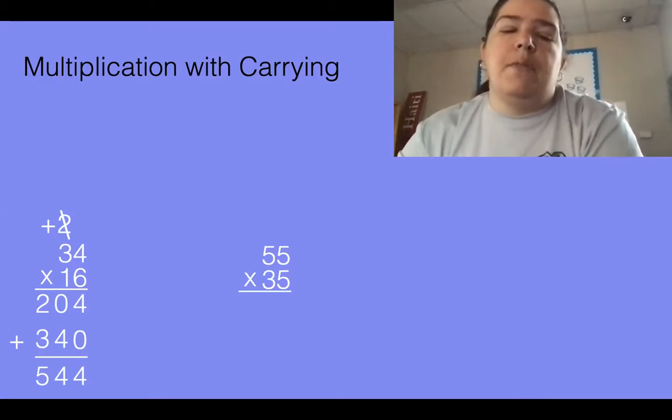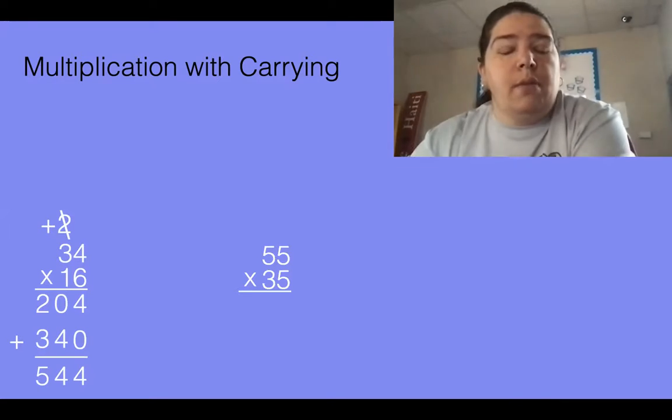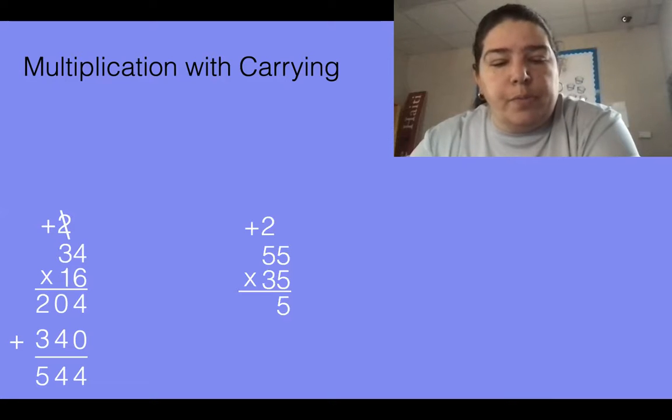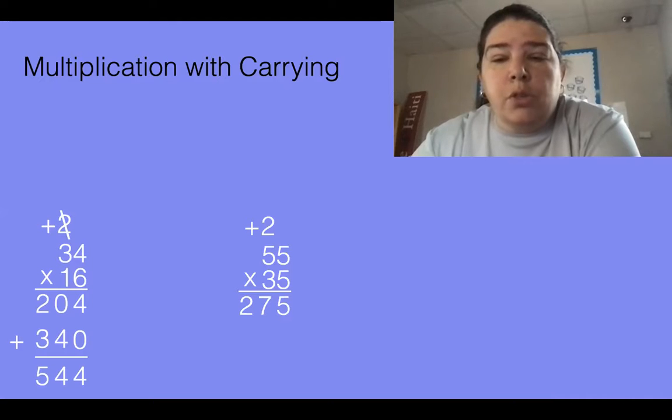Next one is 55 times 35. 5 times 5 is 25. Put down the 5. Carry the 2. 5 times 5 is 25. Plus 2 is 27. Cross out your plus 2 because you'll need that spot. You don't want to add it into the next one.